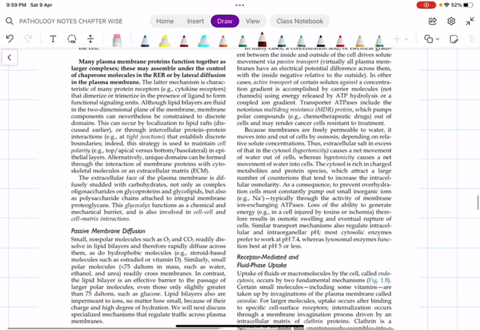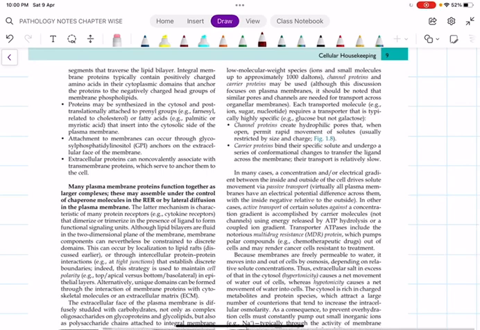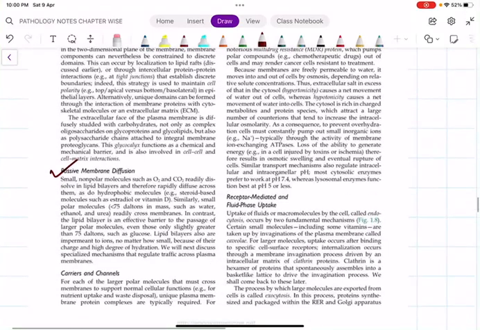Then what are the functions? Passive membrane diffusion. And just these things that you already know. That is why I'm skipping them. There is no need for you to sit and waste your whole time reading all those things in between. If any point is there, I will tell you, just focus on that.